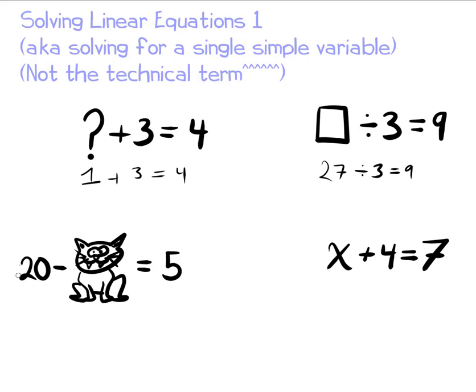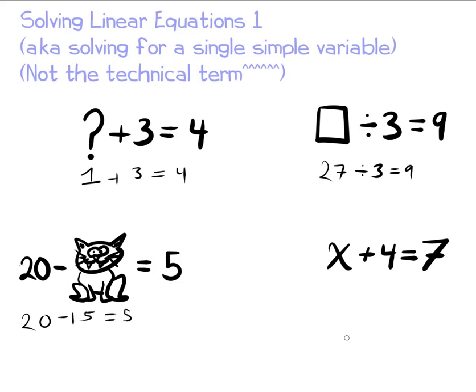And maybe you had something like, there's 20 fish and there's some cats. Each cat gets 1 fish, and there's 5 fish left over after the cats descend upon them. How many cats were there? And so you figured out, well, if each cat gets 1 fish, there must have been 15 cats, right? 20 minus 15 is equal to 5.